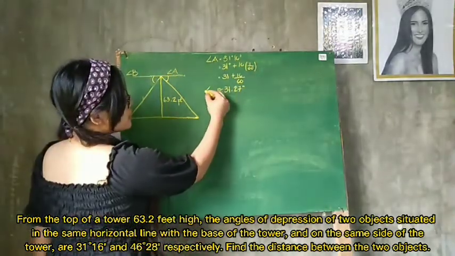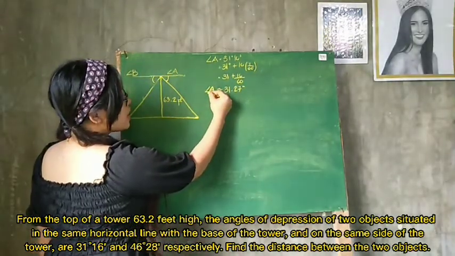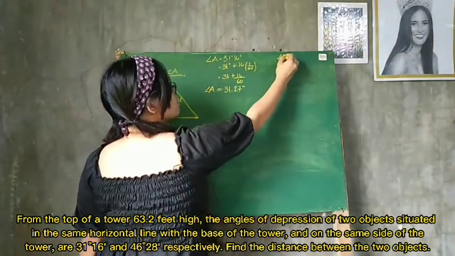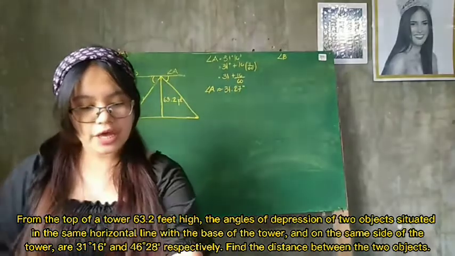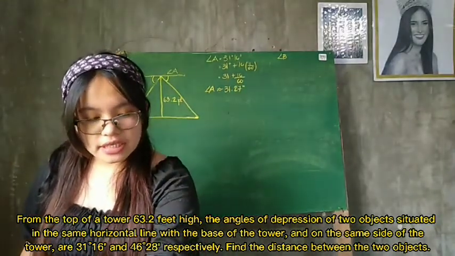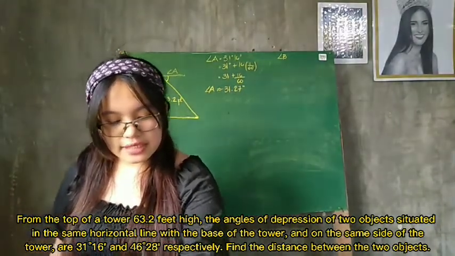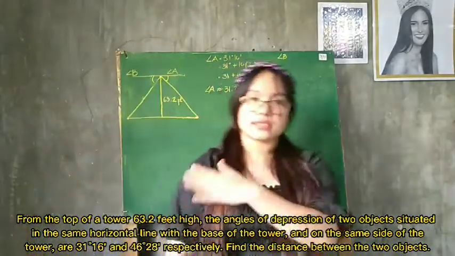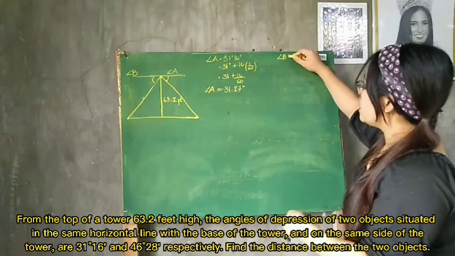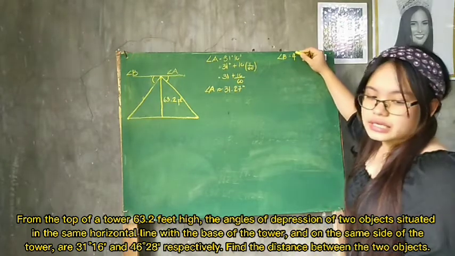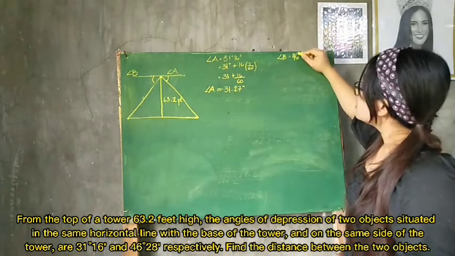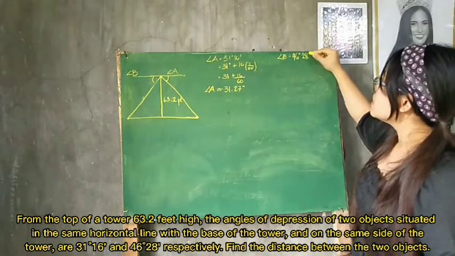This is our angle A now. Then our angle B, we have the 48 degrees and 46 degrees 28 minutes. So let's change sides. So we have 46 degrees and 28 minutes.